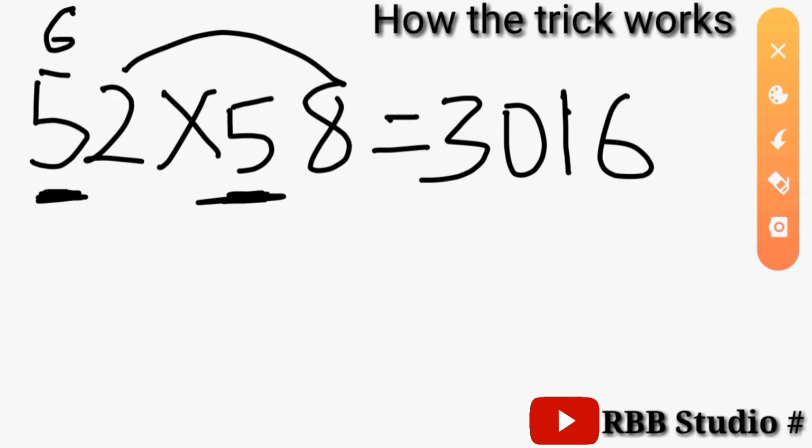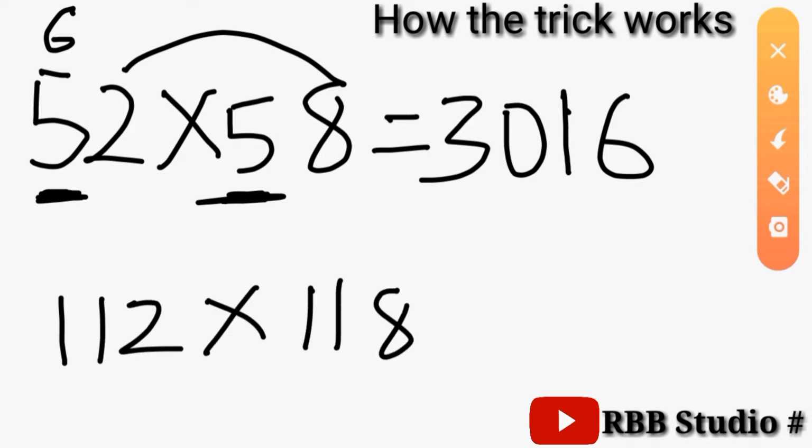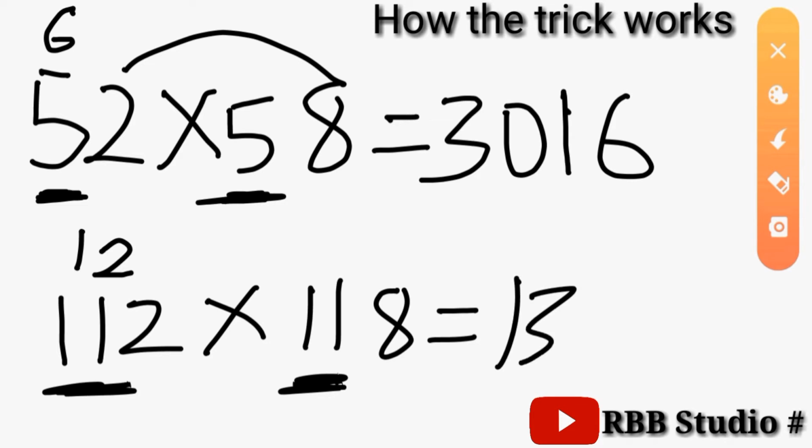Let's take another example. So let's take 112 times 118. Okay, so which number comes after 11? Okay, so the number that comes after 11 is 12. So multiply the 12 times 11, this number, and you will get 132. Okay, then you multiply the 2 times 8, which is 16.